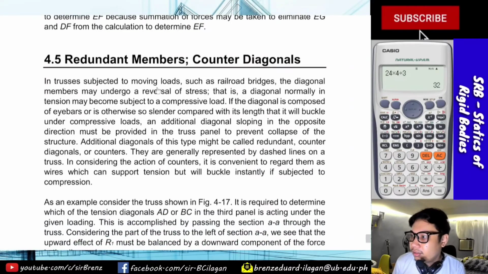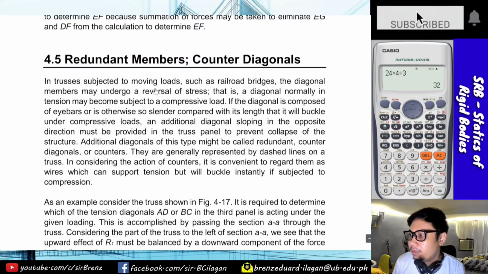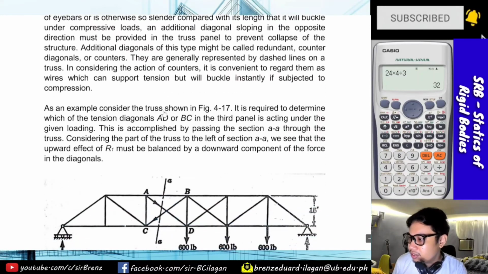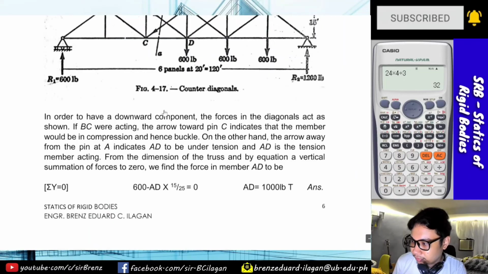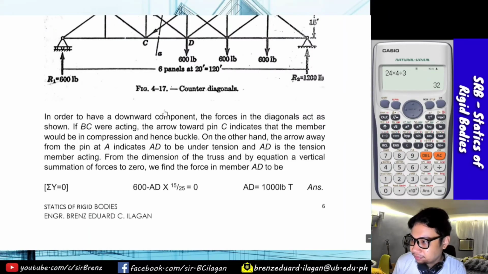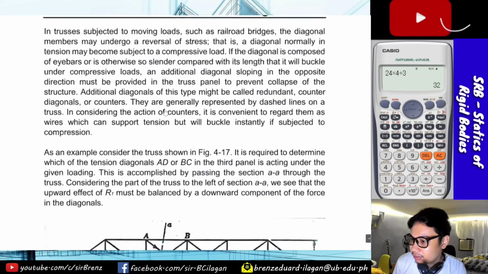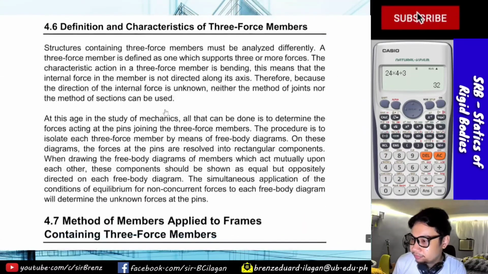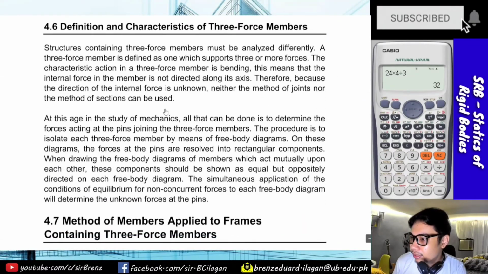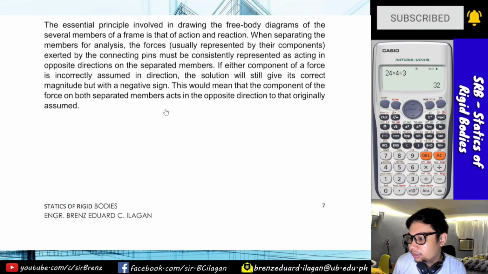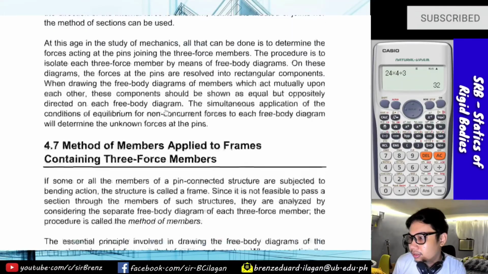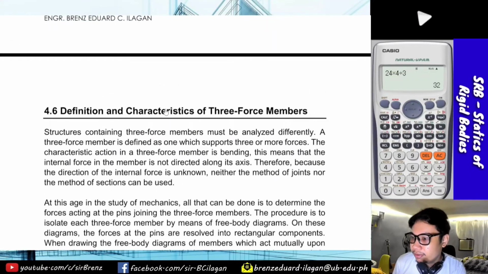Okay, so redundant members, counter diagonal. I think we just need to skip this one. Pero basahin nyo na lang din. Definition of a characteristic of 3-force member. So, ito yung sa method of frame. Okay?